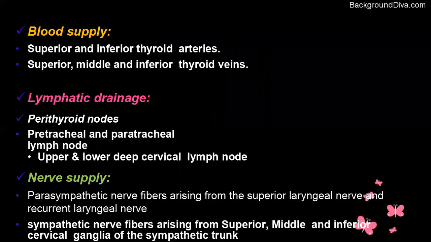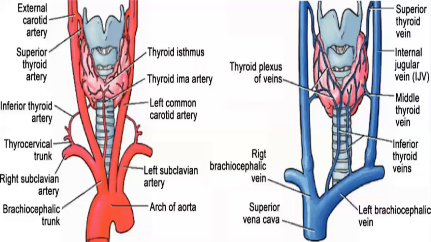Next we'll see the blood supply to the thyroid gland. Blood supply to the thyroid gland is achieved by two main arteries. Those are the superior and inferior thyroid arteries. These are paired arteries which arise on both the left and right. You can see here, this is the superior thyroid artery and this is the inferior thyroid artery.